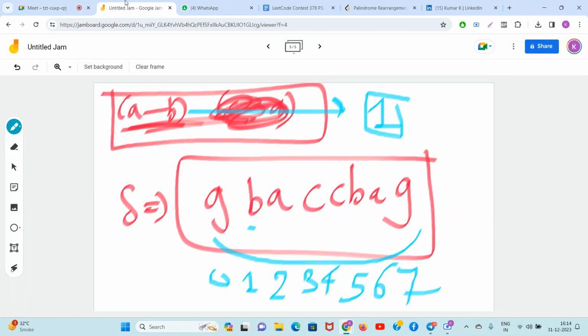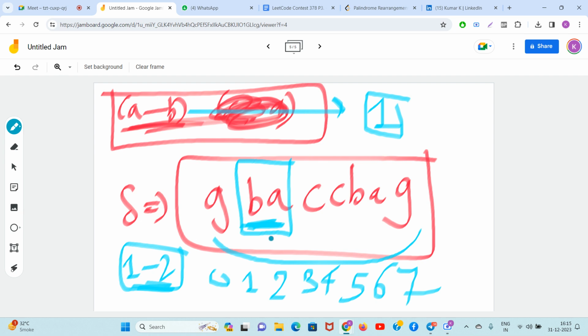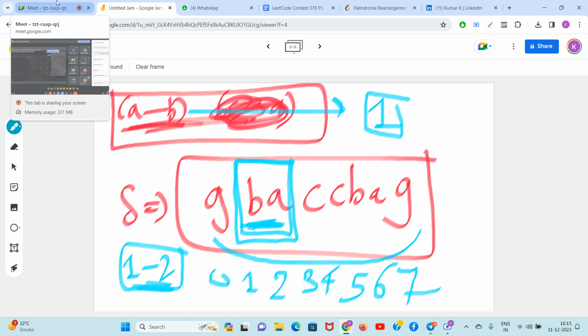Guys, I am giving you the query 1 to 2. What is the meaning of this query 1 to 2? It means you can select this substring and you can change it any way you like. You can rearrange the characters. Is there any way to rearrange the characters in this bracket and make this a palindromic substring? If yes, tell me what to do.